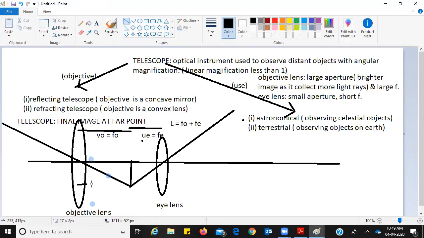So I draw a line parallel to the principal axis, like we did before, touching the tip of the image. Then I can make it parallel here also. So this is the incident light ray number 1, this is the incident light ray number 2. This is also number 1, number 2. Again number 1, number 2.